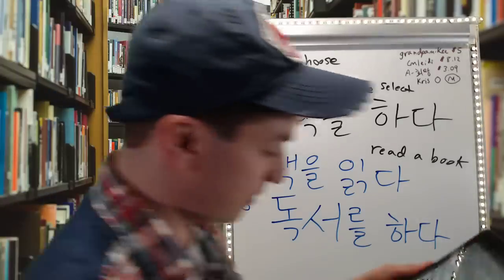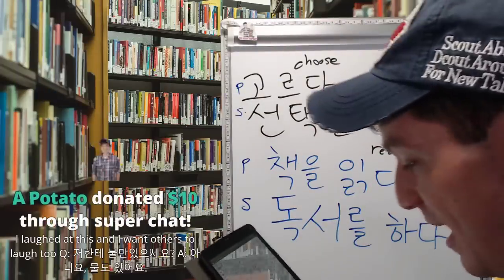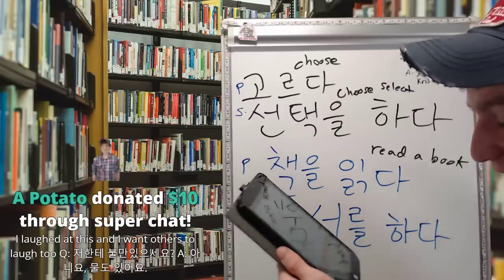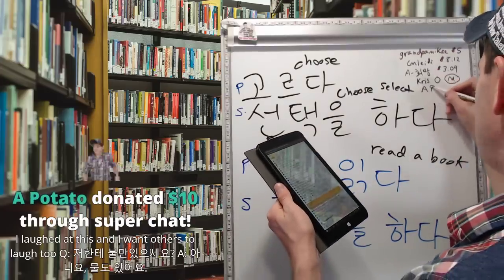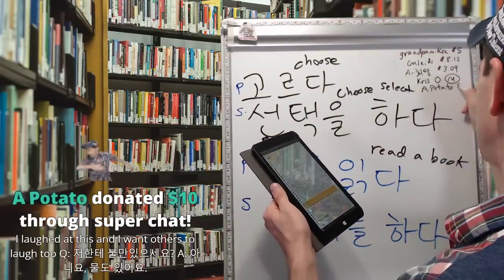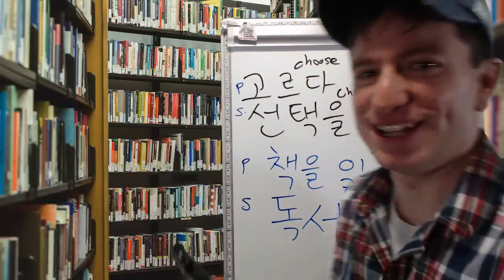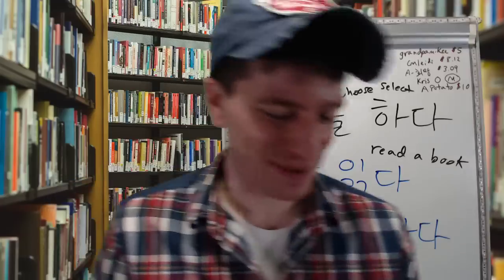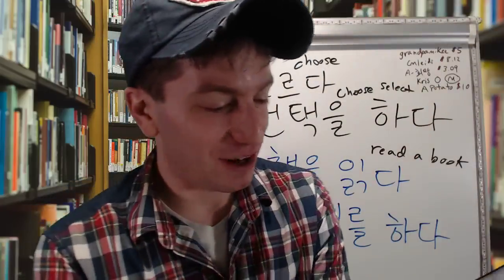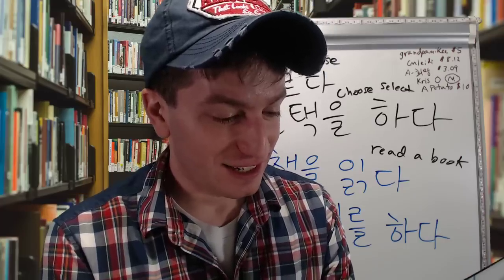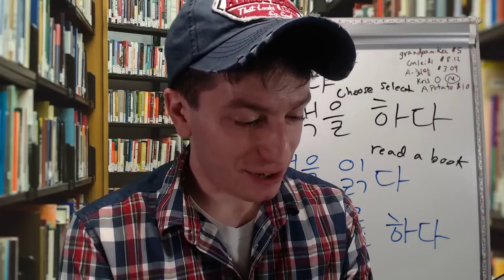Well, let me read that. A potato. I laughed, hold on, a potato, it's right up here. A potato, wow, it's a big donation. Thank you, man, or girl, I'm not sure. Potato. You self-identify as a potato. I laughed at this and I want others to laugh too. 저한테 불만 있으세요? 아니요.